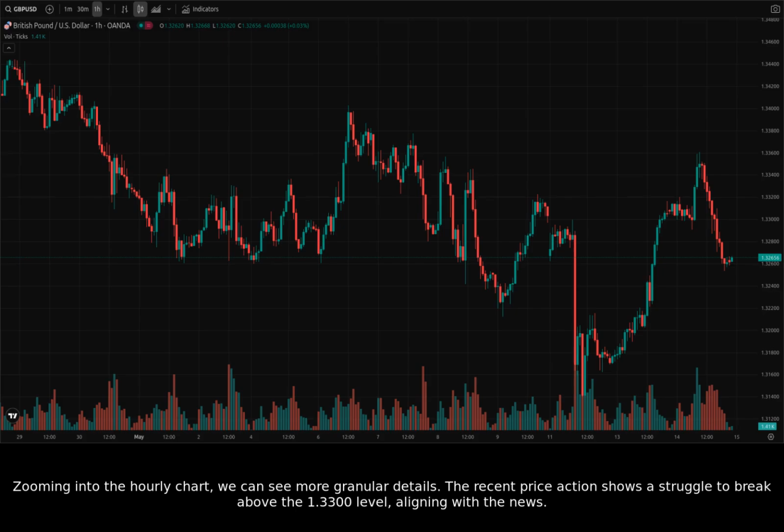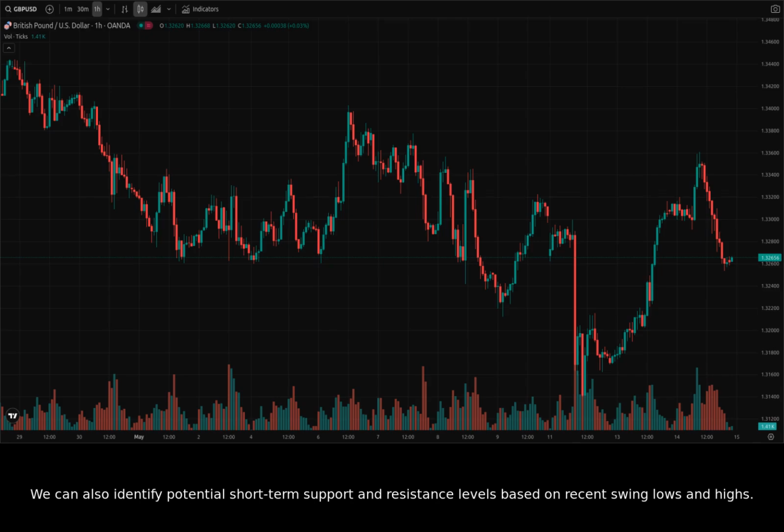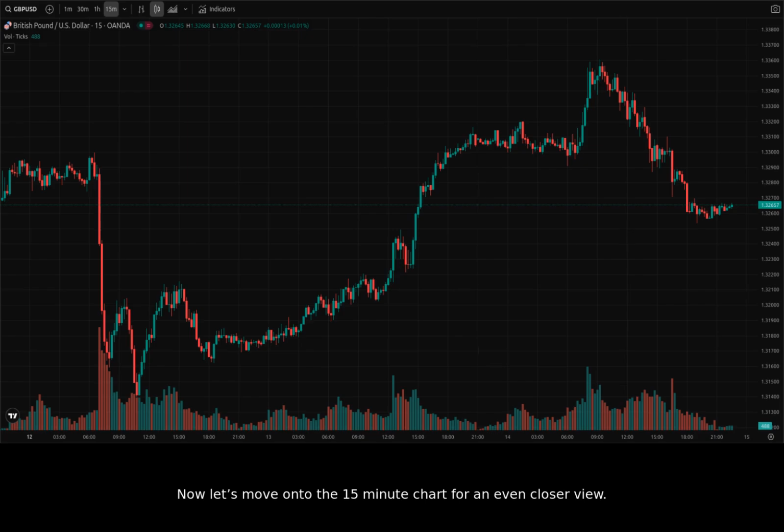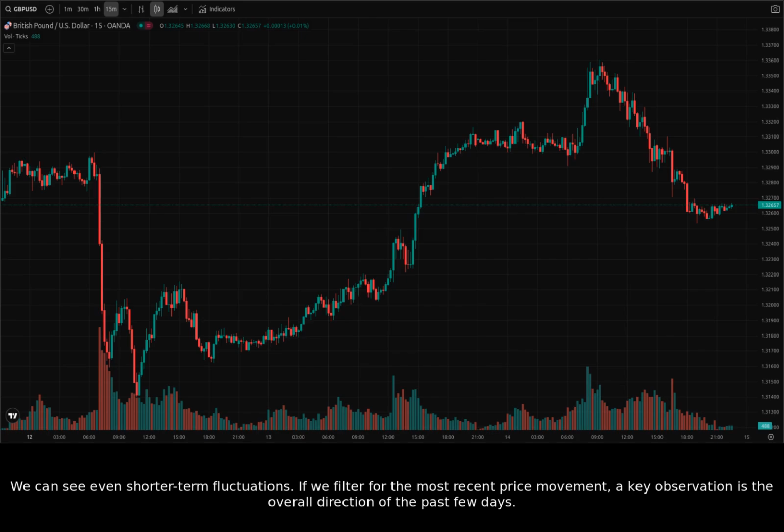Zooming into the hourly chart, we can see more granular details. The recent price action shows a struggle to break above the 1.3300 level, aligning with the news. We can also identify potential short-term support and resistance levels based on recent swing lows and highs. Now let's move on to the 15-minute chart for an even closer view. We can see even shorter-term fluctuations.